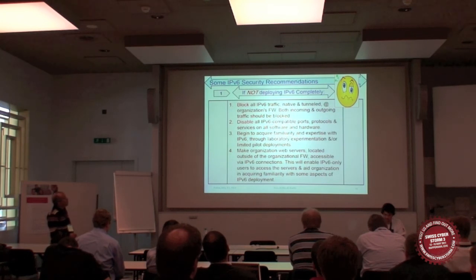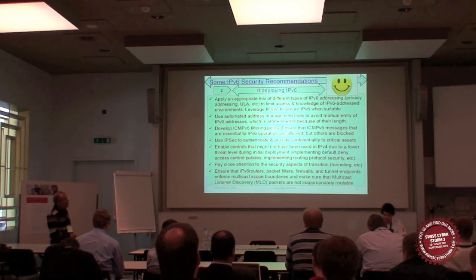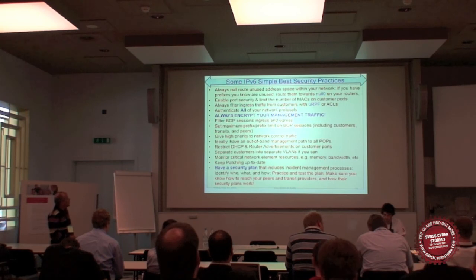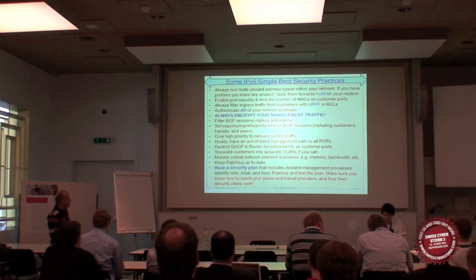If you are not deploying IPv6 completely, you have to take care of some recommendations: block the IPv6 traffic if not needed, and disable IPv6 on multiple ports if you are not deploying it. If you are deploying, you should take care of all this, as I explained briefly regarding IPsec and the Internet Control Message Protocol v6. Best practices: always encrypt your management traffic. Authenticate all your network protocols. Practice and test the plan. Make sure you know how to reach your peers and transit providers and how their security plans work. Of course, use IPsec.